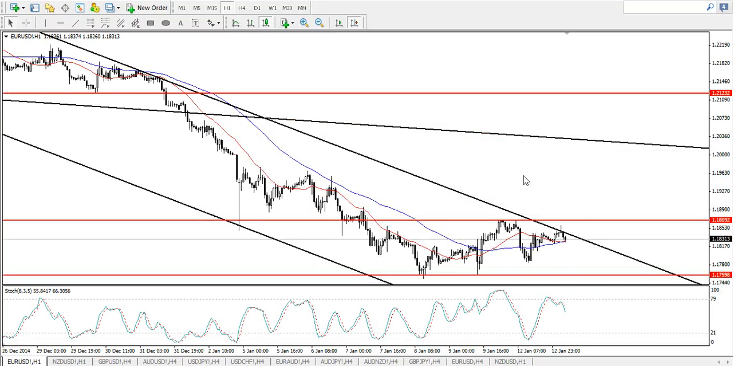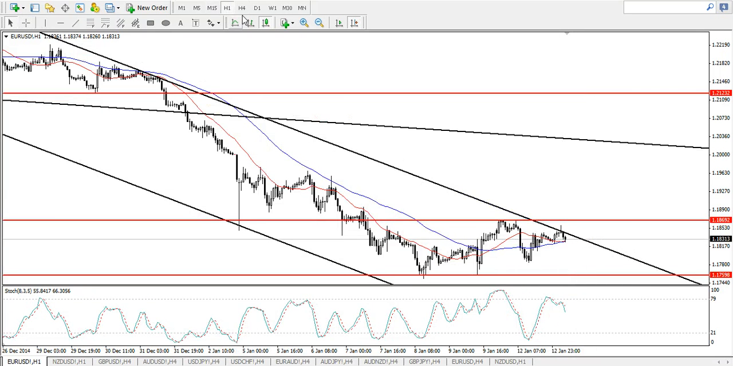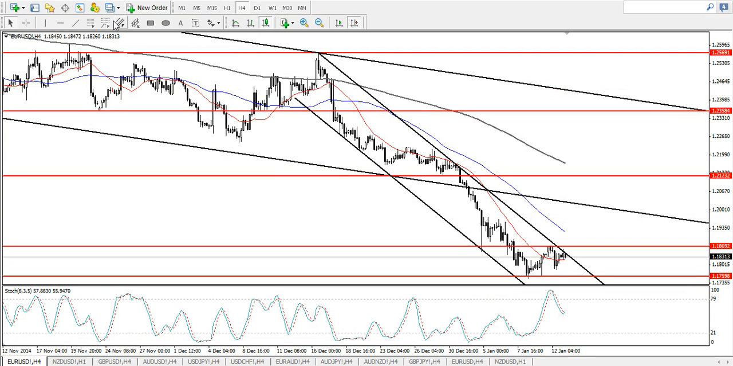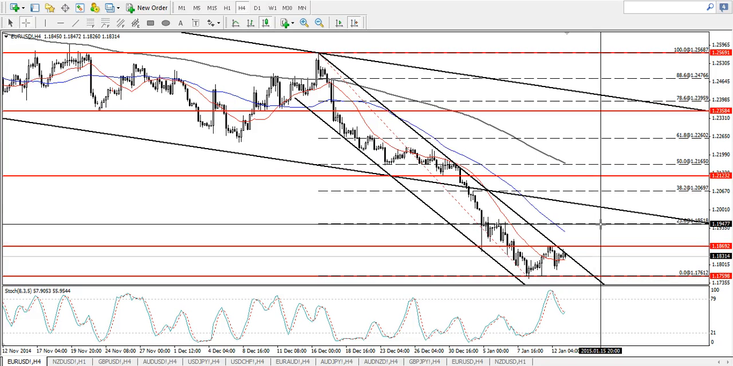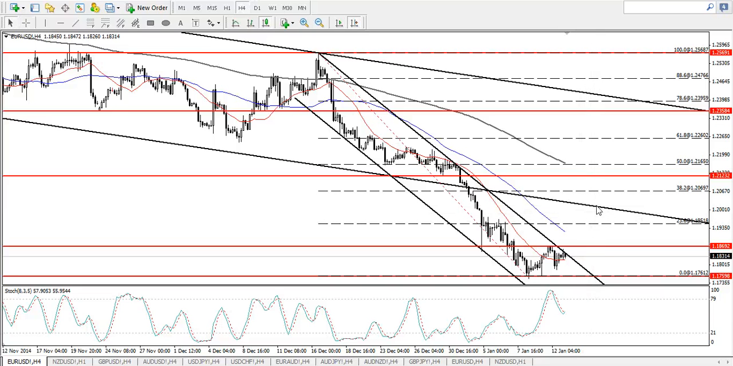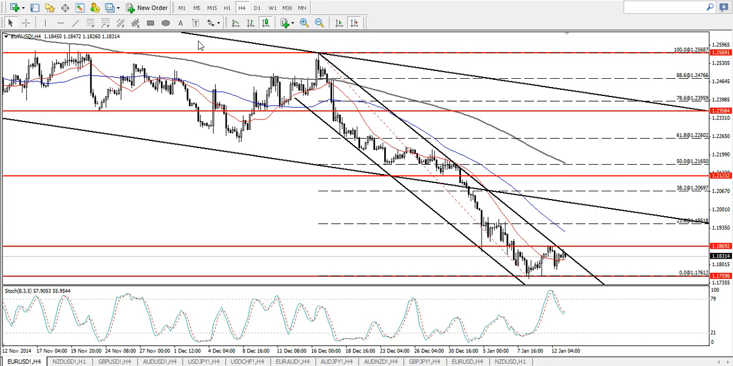Alright, however, if price were to break above this resistance level, then the next levels we're going to look for, based on the Fibonacci retracement, are the retracement level of 23.6%, followed by the bottom of the previous falling trend channel, and subsequently the retracement level of 30.2%. Alright, so that's for the euro against the US dollar.